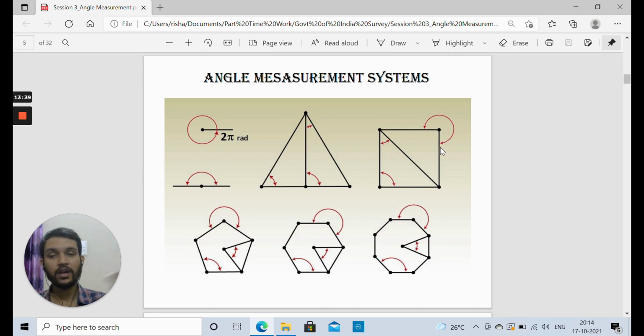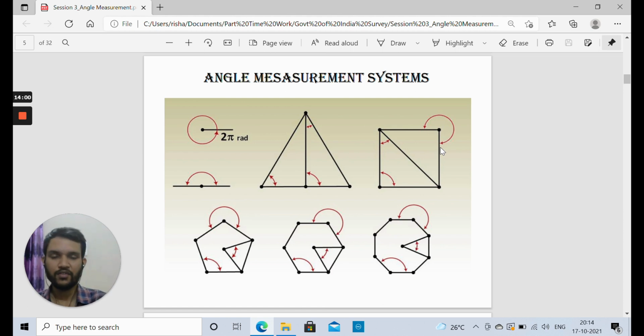Why will it be 270 degree? Because we are talking about one complete revolution. If the inner angle is 90 degree, then for one complete revolution, it should be 270 degree, because 270 plus 90 is equal to 360. So 270, when you try to convert into the radian system, 270 degree into 2 pi by 360, this will come out equal to 3 pi by 2.